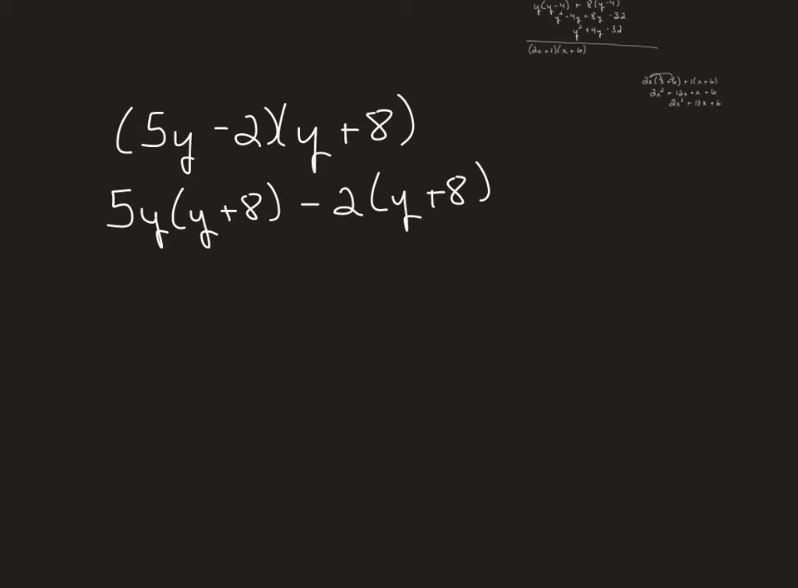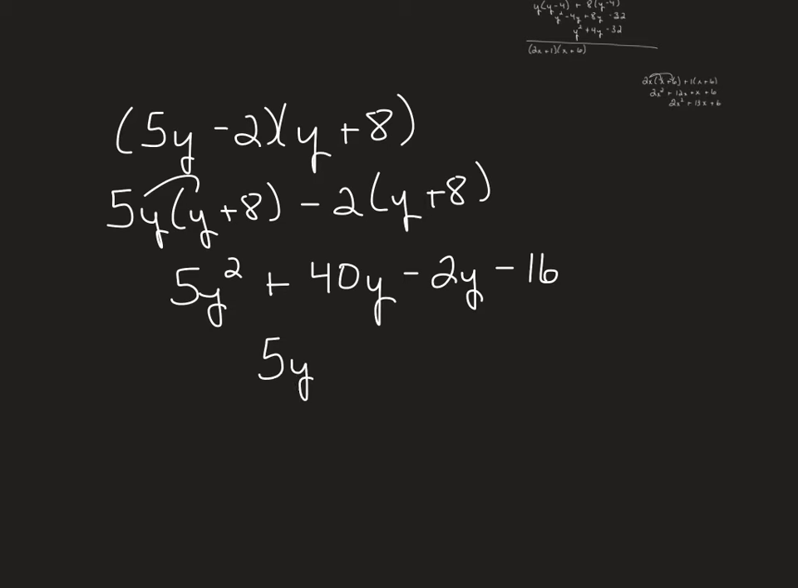So we have 5y times y is 5y squared, plus 5y times 8 is 40y. Now notice we are going to multiply both terms in the second binomial by a negative 2, minus 2y, and negative 2 times 8 is negative 16. So we have 5y squared plus 38y minus 16. So it's not a difficult thing to do.